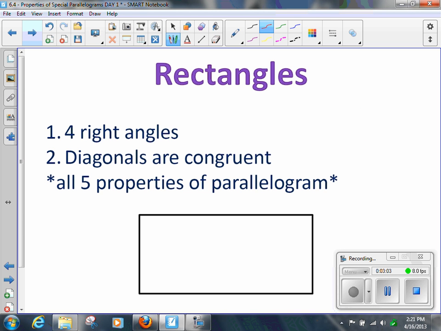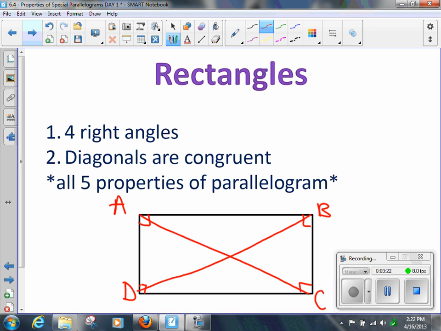Rectangles. Look at these. You got 2 main things. You got to know that you have 4 right angles. And you have to know that the diagonals are congruent. They are congruent to each other. Let's call this rectangle ABCD. If the diagonals are congruent to each other, then I could say that if AC is 10, then what do you know about BD? It's 10 as well. Do you see that, folks?